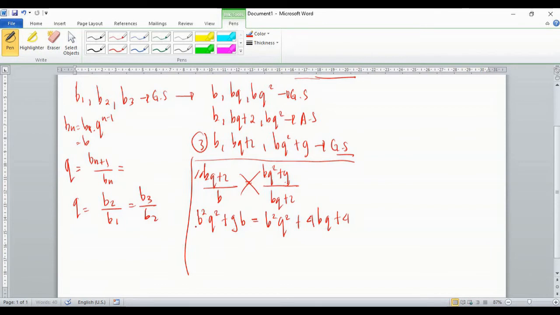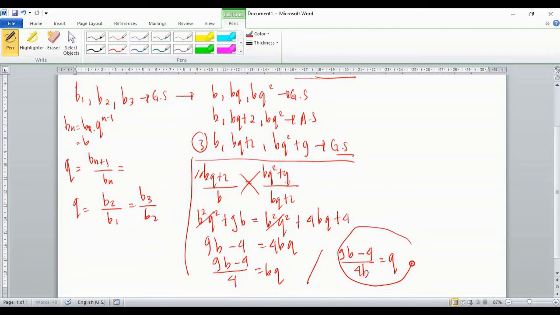From here, we can cancel B²q² on the left and right side. So we get 9B minus 4 equal to 4Bq. From here, we can continue: 9B minus 4 over B equals 4q, or if you want to make it simpler, 9B minus 4 over 4B equals q. Sorry, this one is B. So you get the ratio from the third equation.